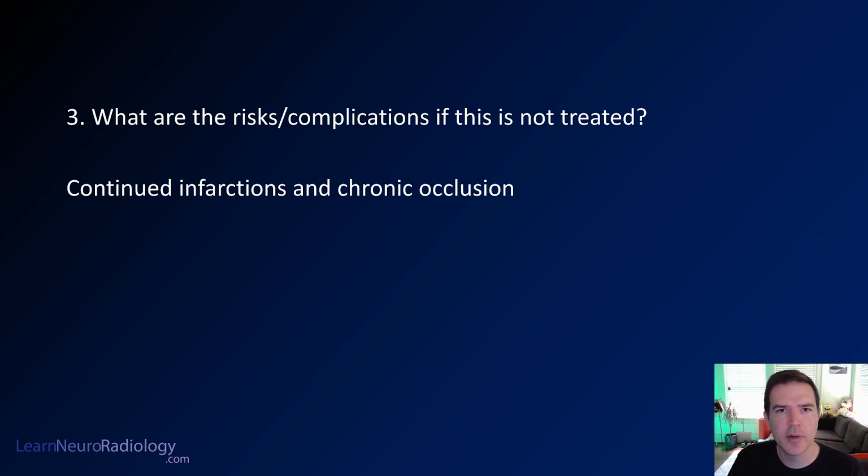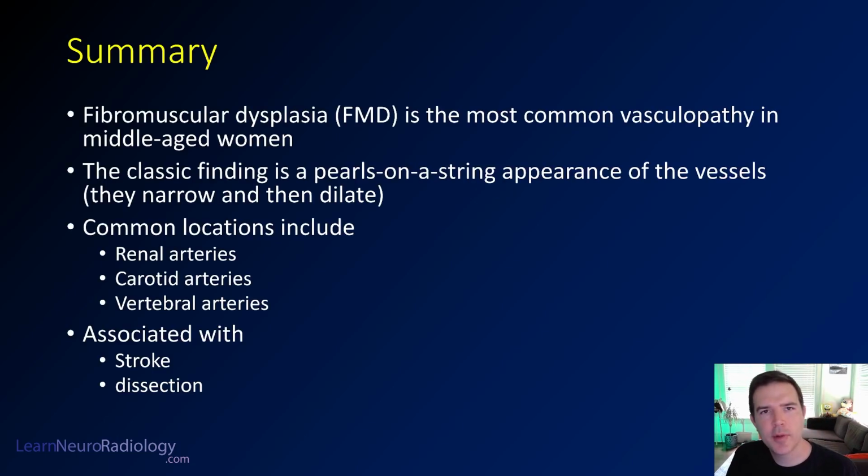You can go back on your own and take a look at those images to see those findings again. So in summary, this patient has fibromuscular dysplasia, which is the most common vasculopathy in middle-aged women. The classic finding is this pearls on a string appearance, or beads on a string, with areas where the vessels narrow and then dilate. And we saw that in this case, in the areas where the vessels got narrow and very tortuous and then got wider again.